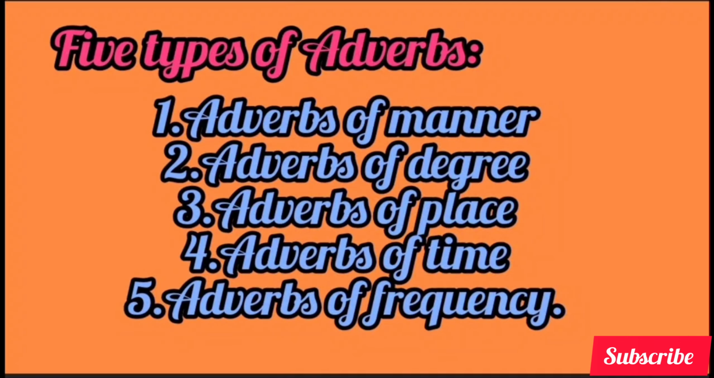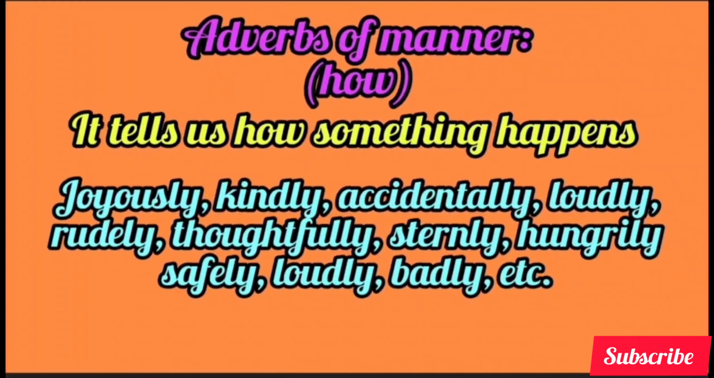So, basically, there are 5 types of adverbs. You have to remember these things. The 5 types of adverbs are adverbs of manner, adverbs of degree, adverbs of place, adverbs of time, and adverbs of frequency. Adverbs of manner tell us how. Adverbs of degree tell us how much. Adverbs of place tell us where. Adverbs of time tell us when. Then adverbs of frequency tell us how often. You have to remember these things, but don't worry, let me give some examples as well.